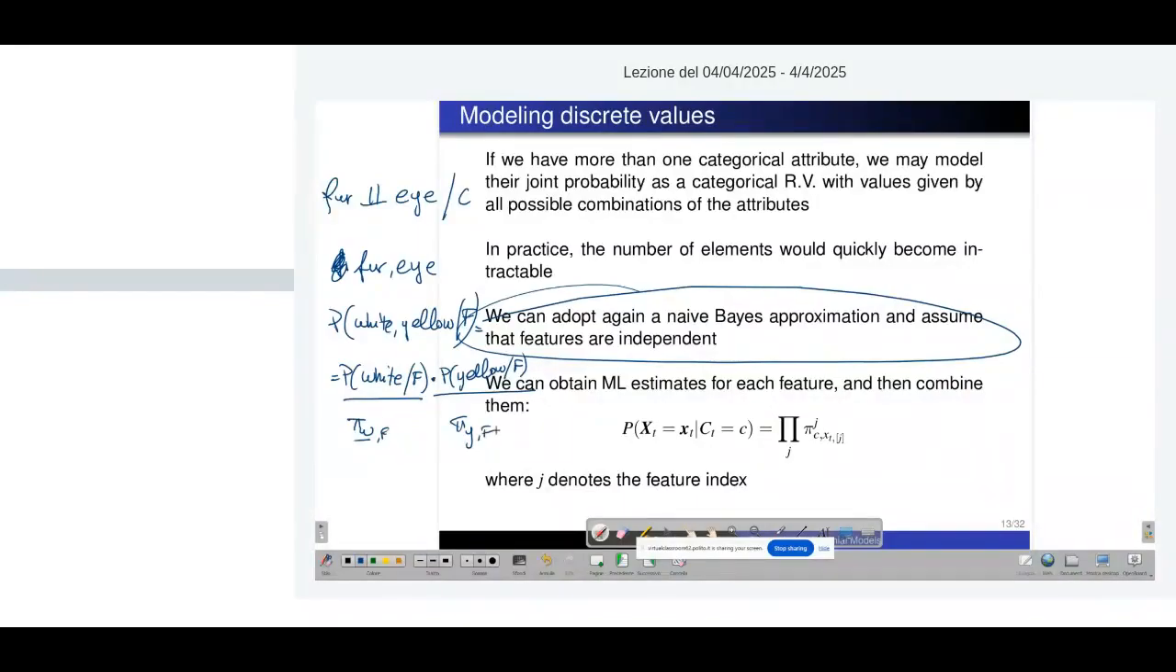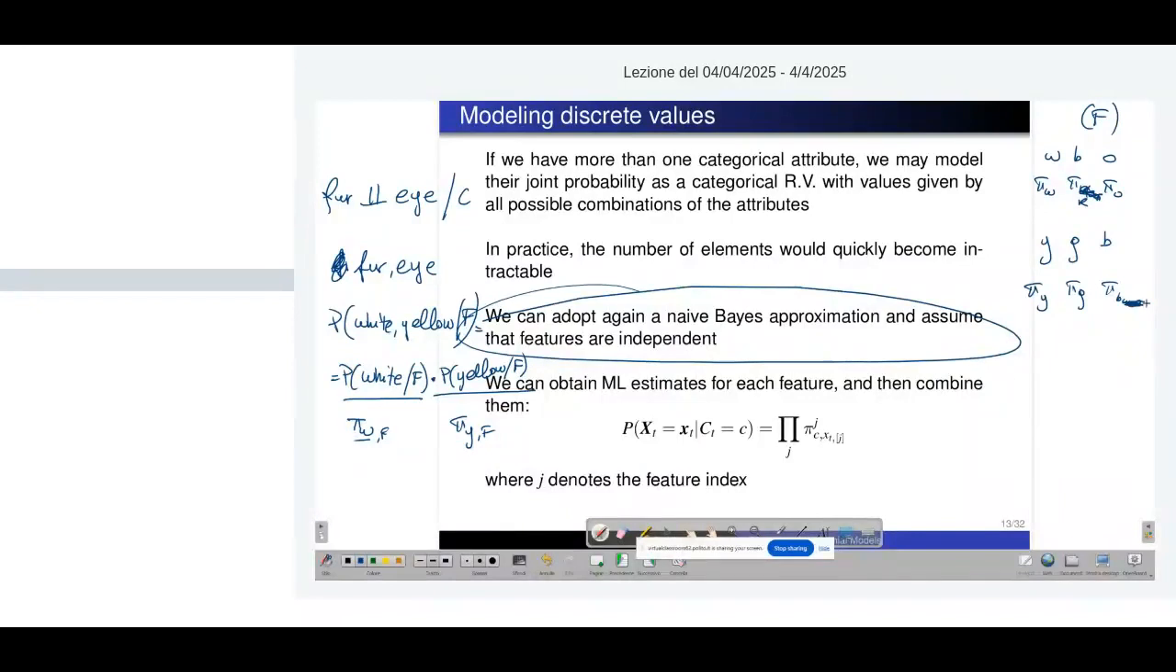So for example, if I have three colors, white, black, and orange, I will have probability of white, probability of black, and probability of orange, again, for a single class. And then if I have yellow eyes, green eyes, and blue eyes, I will have pi y, pi g, and pi blue. Let's call it blue to distinguish from black. Let's call this K for black and this B for blue.